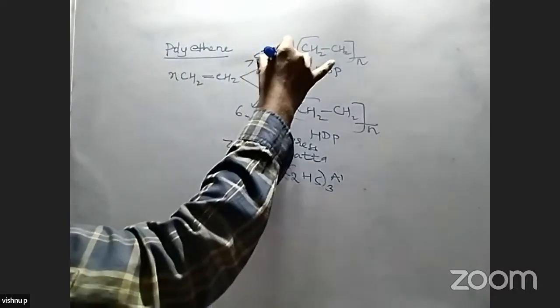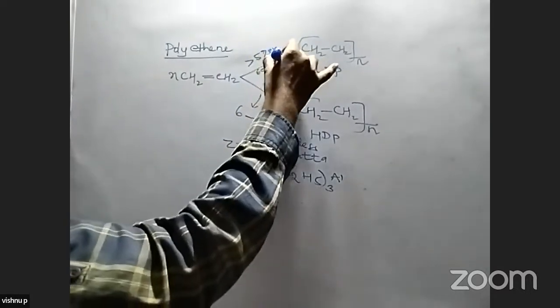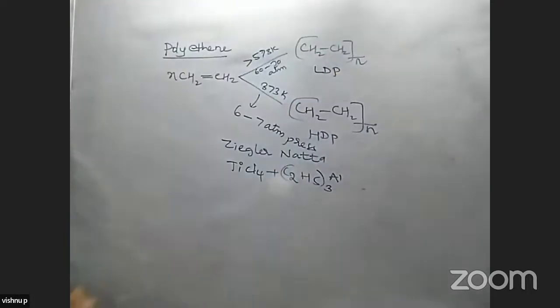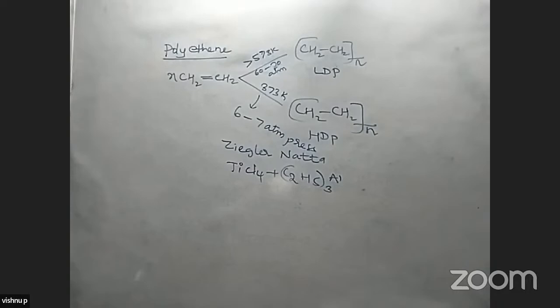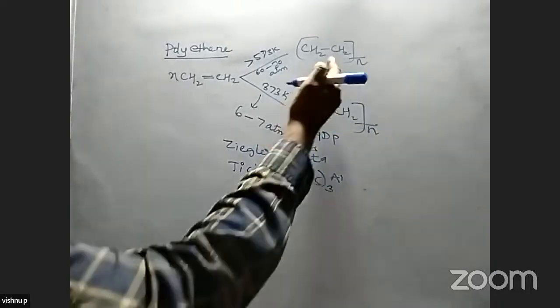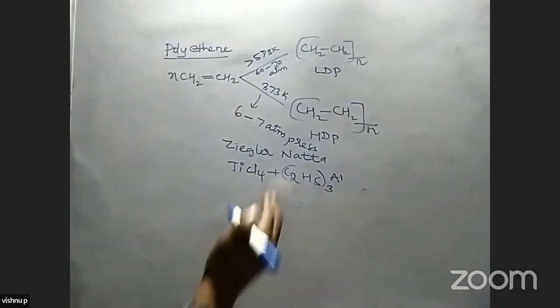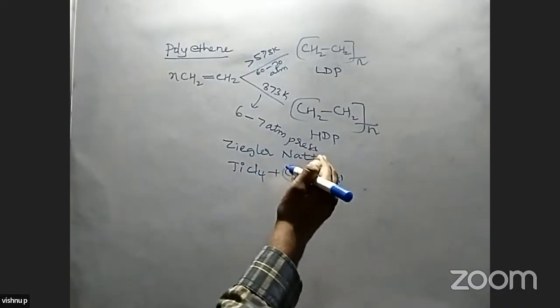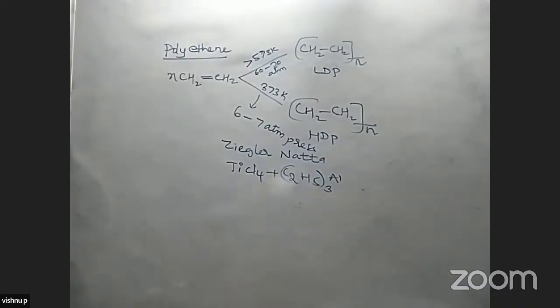For low density polythene, we use more than 573 Kelvin temperature and maintain some 1000 to 2000 atmosphere pressure, and we get low density polythene. Low density polythene is transparent in nature. High density polythene is not transparent; it is also called translucent. Both are hydrophobic, they repel water molecules.